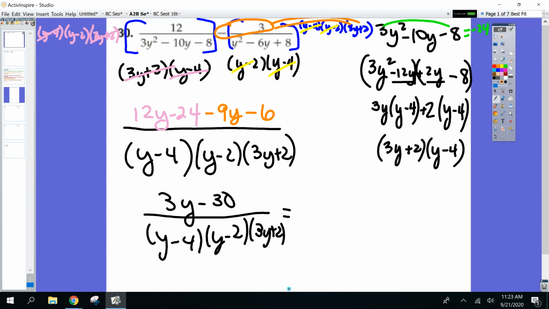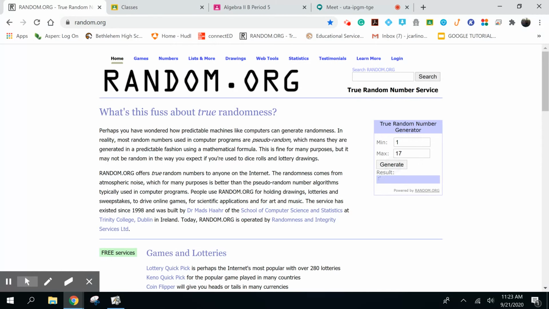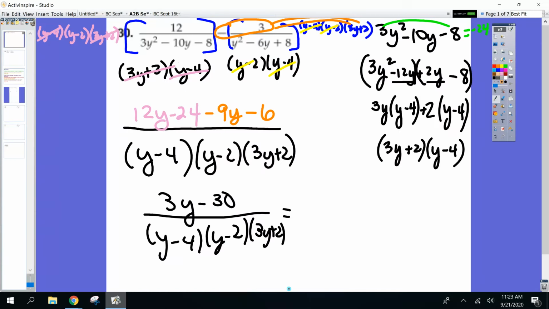All right. Great job. But the directions on Wednesday and Thursday are going to be simplest form, meaning go as far as you darn can. Let's go, because we can go further. Hi, Sophia. How are you? 3y minus 30.